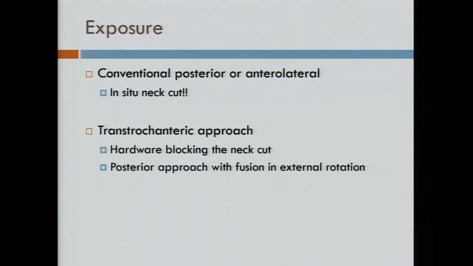But if the patient has a retained implant or fusion hardware, for example a cobra plate, you might need to do a transtrochanteric approach, because if you can't remove the hardware beforehand, the hardware will block the neck cut. And if you want to do a posterior approach but the hip is in an externally rotated position, you definitely can't do that. So the internal or external rotation of the hip might tell you that some approaches can't be done.